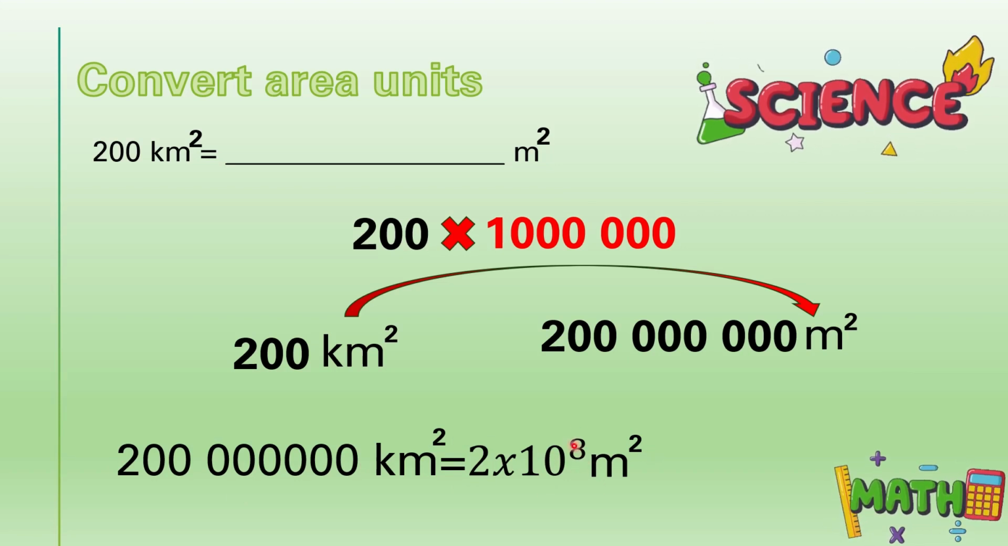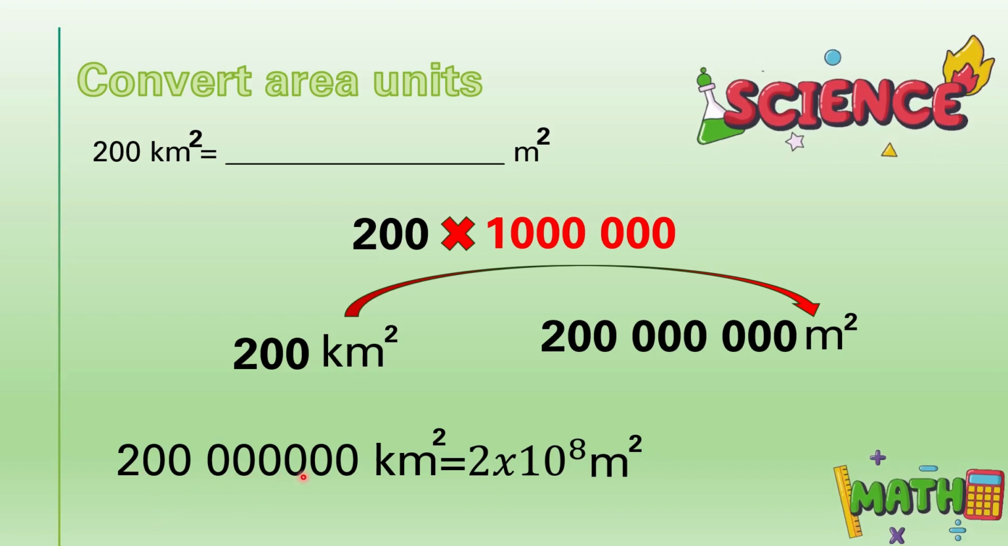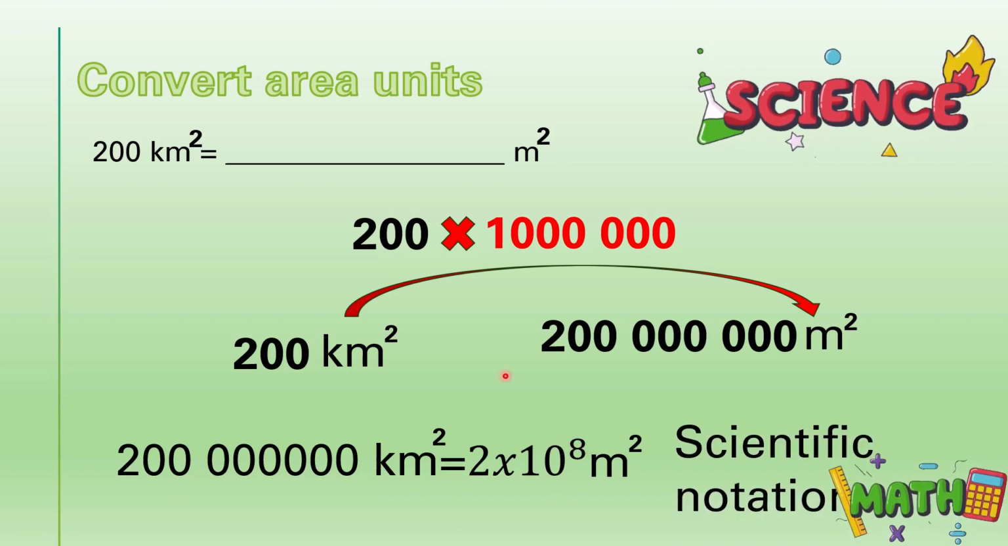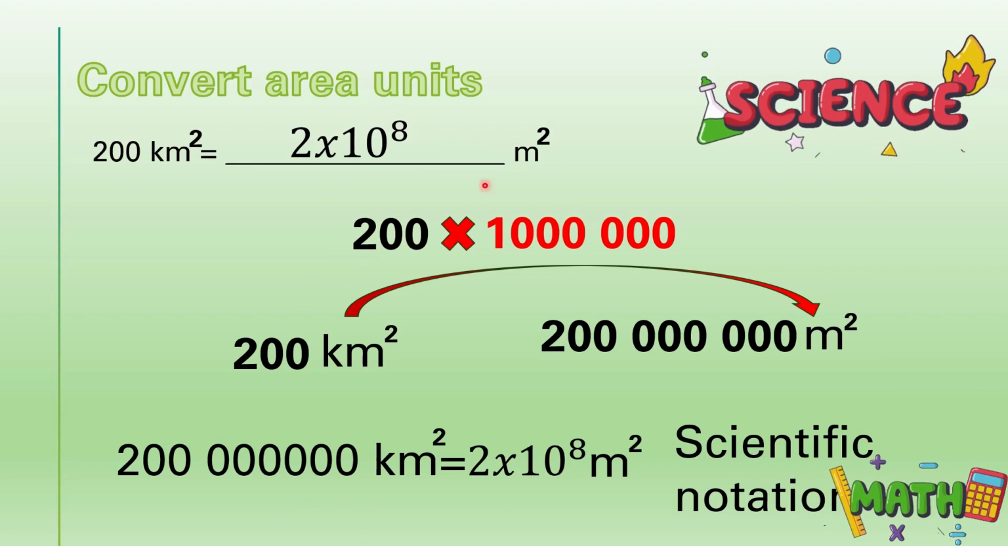This 8 we get one more time: 1, 2, 3, 4, 5, 6, 7, 8. Basically, how many zeros do you have? The number goes here. So the final answer will be 2 times 10 on the power of 8 meters squared.